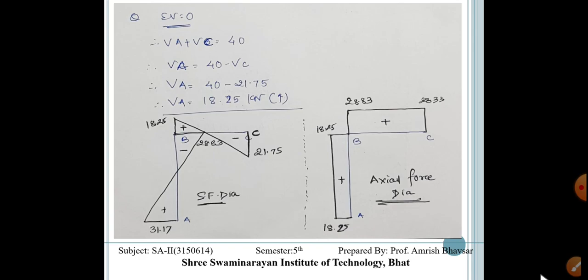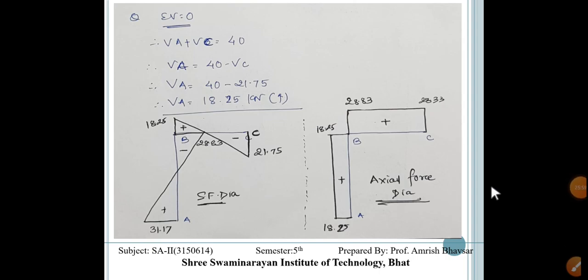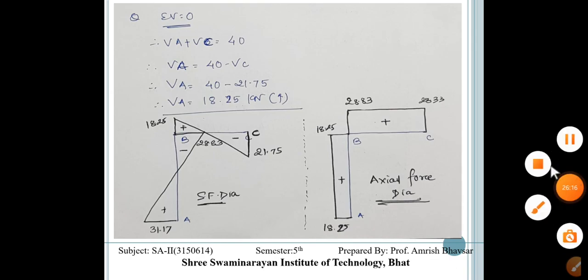And dear student, whenever we get a frame, first we have to consider whether it is sway or non-sway. Now in the next lecture we are going to take another example for the frame. Thank you very much.